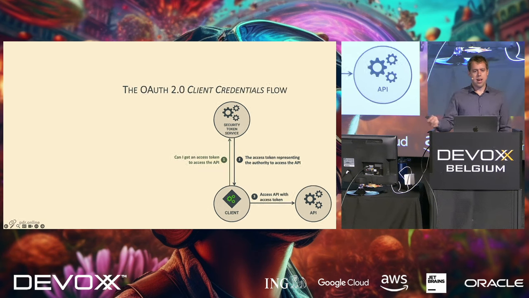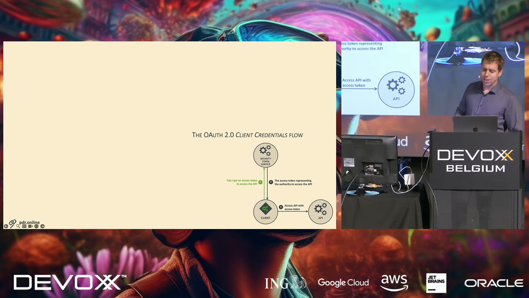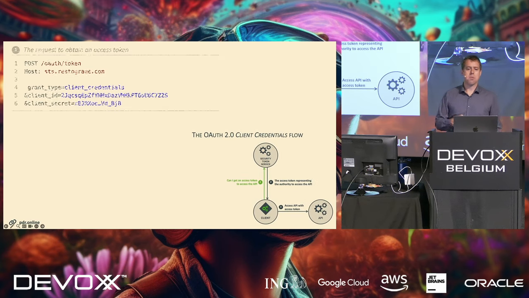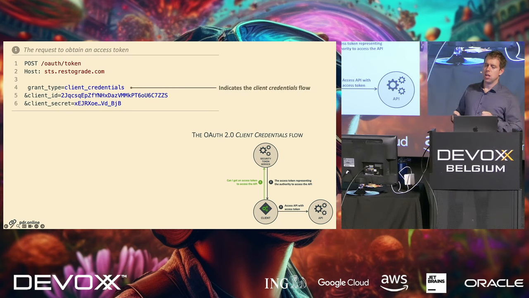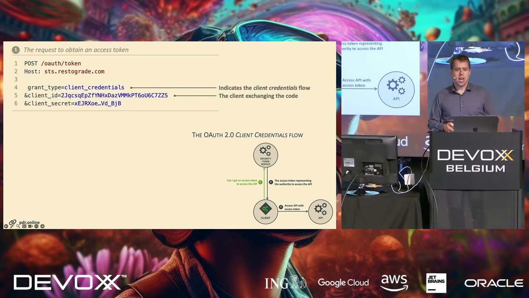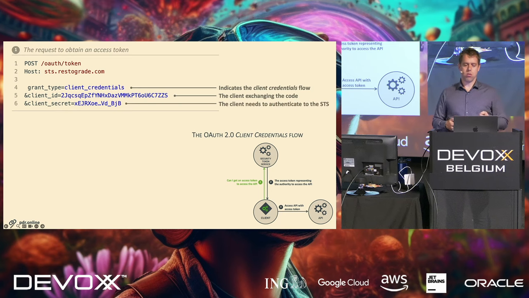Just for good measure, and because we have pretty slides here, the client credentials flow starts with grant type client credentials. What are we exchanging for an access token? Client credentials. Here's my client ID. Here's my client secret. Now can I get an access token, please? And the response is going to be an access token.